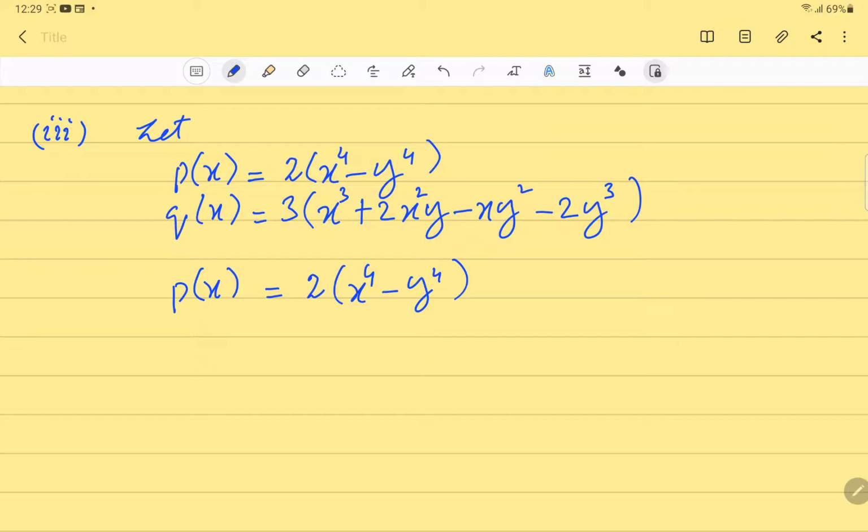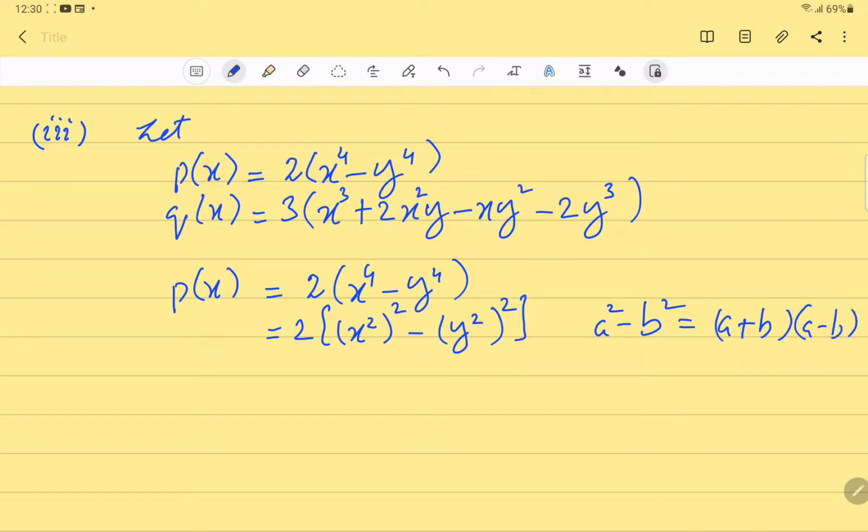In this expression we can see that both the given terms in the bracket are complete squares, and there is a minus sign in between, so we can write it like 2 into x squared whole squared minus y squared whole squared. This is the shape of the formula which we generally write like a squared minus b squared is equal to a plus b into a minus b. So using this formula we can factorize it. So we will get 2 into x squared plus y squared and then x squared minus y squared.